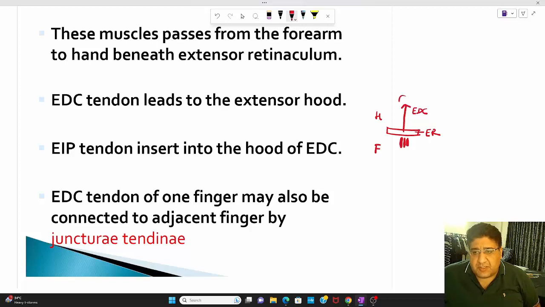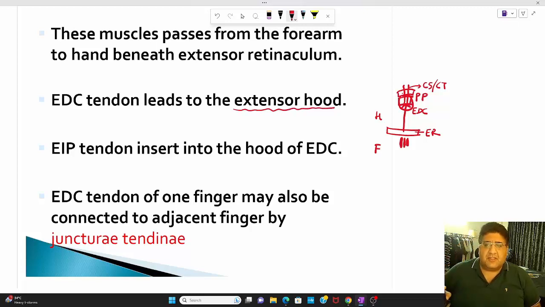Now this EDC gets inserted onto the base of the proximal phalanx, and then it will give rise to something called the central slip or the central tendon. Don't worry, we'll talk about that in the coming slides, but that central slip or central tendon is basically covered by a hood. That hood is called the extensor hood.